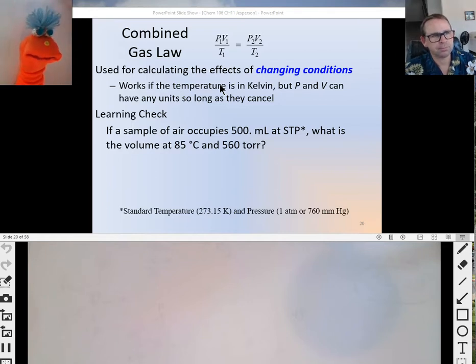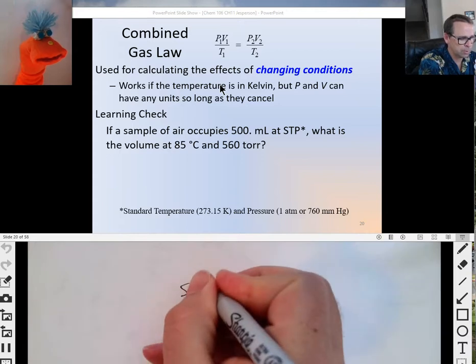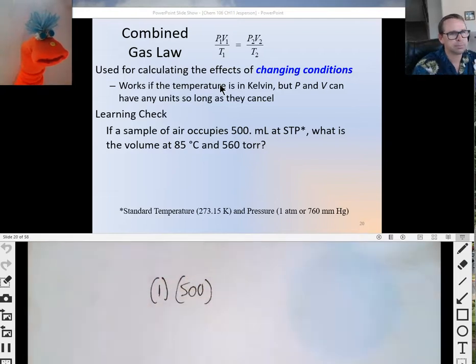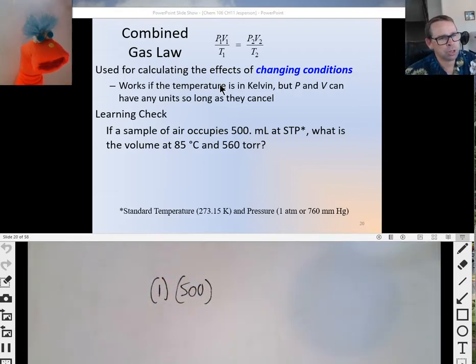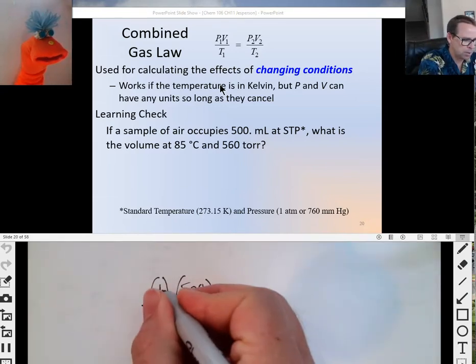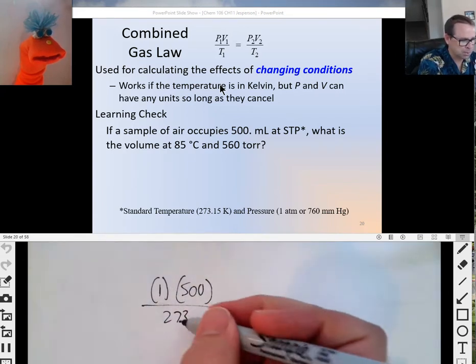All right, what do you think, Fred? Well, that's the combined gas law. Pressure, volume, temperature. It says that it occupies 500 milliliters. That's the volume, right? That's right. So the initial volume is 500. And the initial pressure is, what's STP? Well, it says down there STP is 1 atmosphere. So it's 1, right? Very good. And 273 is the initial temperature. Very good. 273. That's standard temperature and pressure.